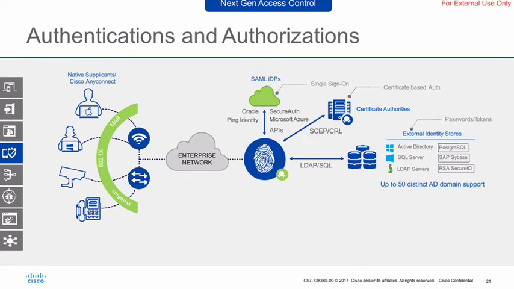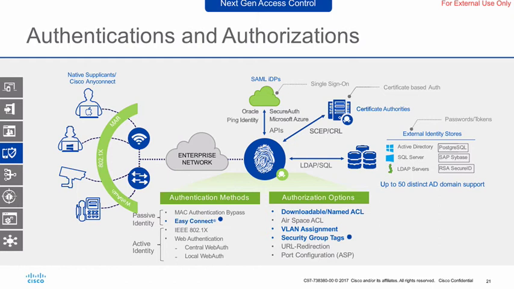So once we have this identity, we can share this information to SAML IDPs. Any SAML version 2 compliant IDP is what we can work with, so we have this single sign-on type of approach. Anything that's compliant with SAML v2, we integrate with. And again, using these types of authentications, we can then provide the authorization results, which can be in the form of a downloadable ACL. We can use on-box ACLs or named ACLs that are present on a wireless LAN controller or on a switch.